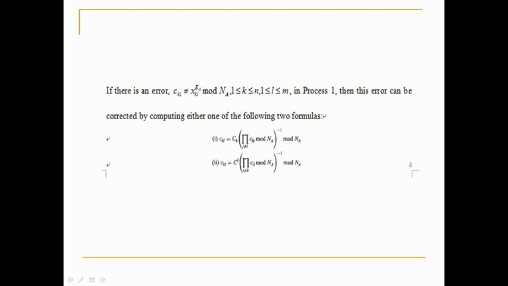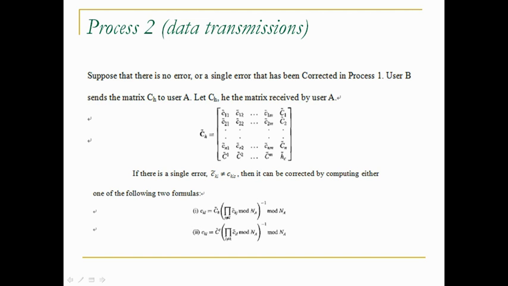So process 2: suppose that there is no error, or a single error that has been corrected, in process 1 when user B sends the matrix CH to user A. Let CH be the matrix received by user A. If there is a single error where CKL is not equal to CKLS, then it can be corrected by computing either one of the following two formulas, as you can see here.